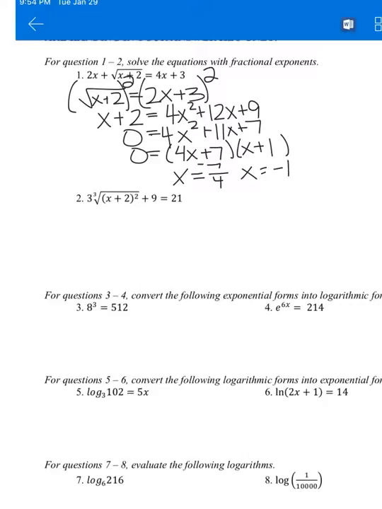You have to plug everything in once you're done with this, okay, especially with radicals. When I plug in negative 7 over 4, it does not work. So my only answer here is x equals negative 1.